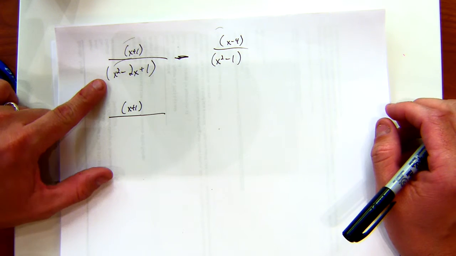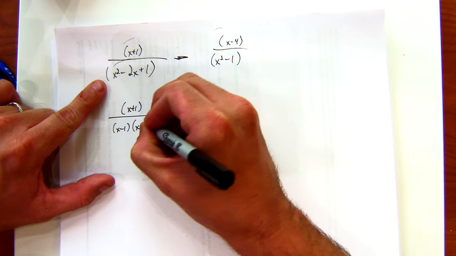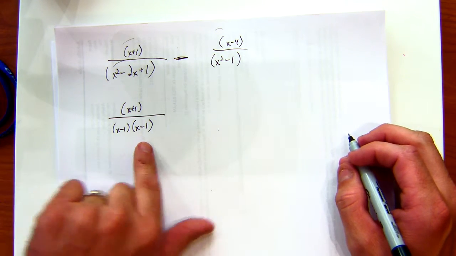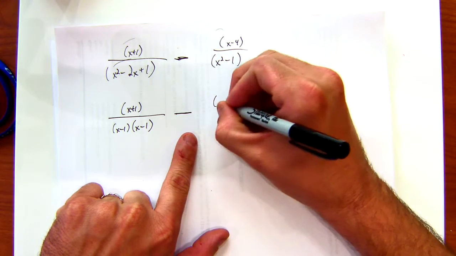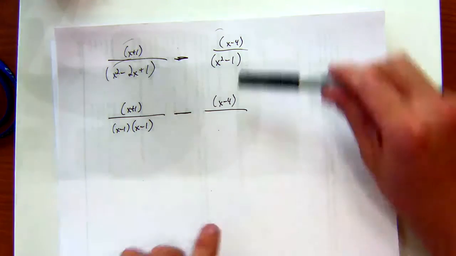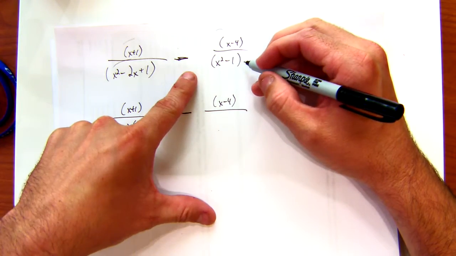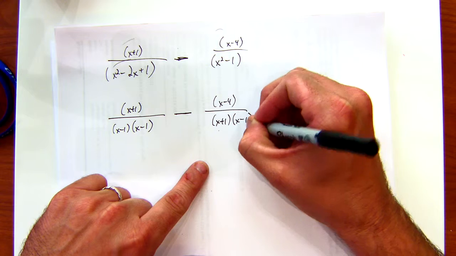The bottom, yes. Right. Okay, the bottom factor is x minus 1 times x minus 1. Now I'm subtracting. I keep this minus sign. X minus 4. What does this thing factor out to be? Difference of squares, so it's going to be x plus 1 times an x minus 1.